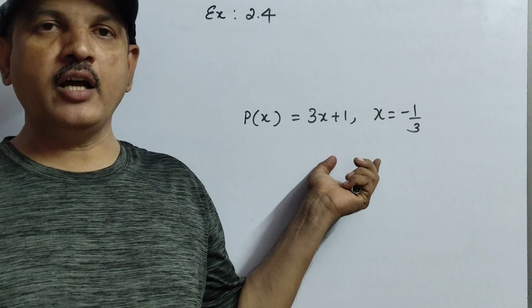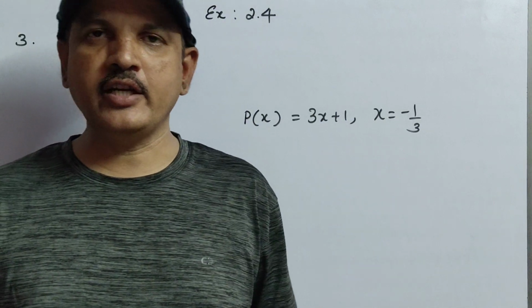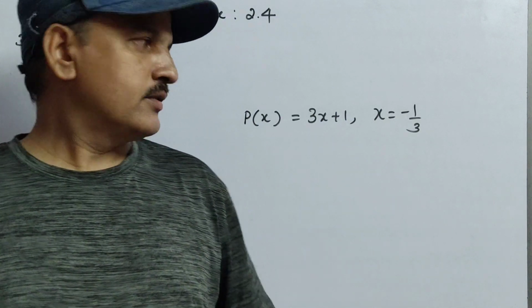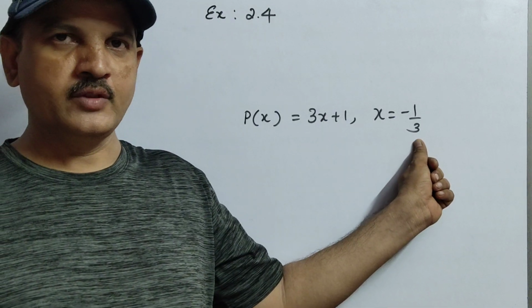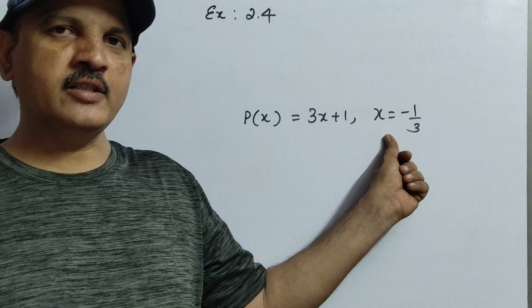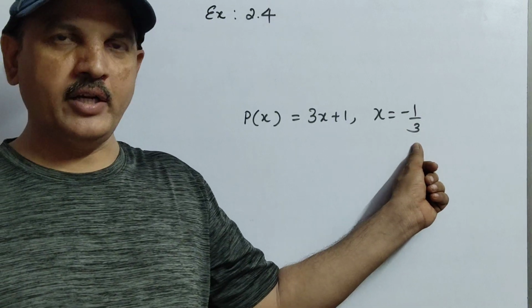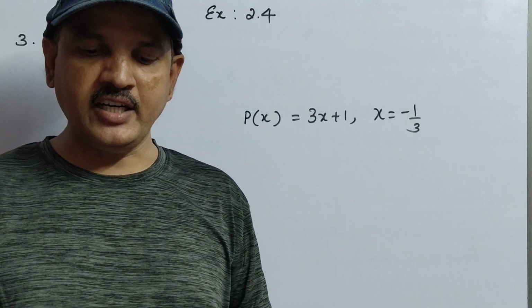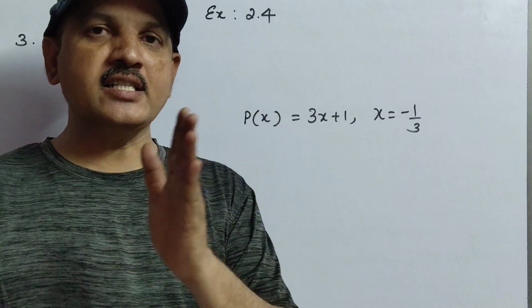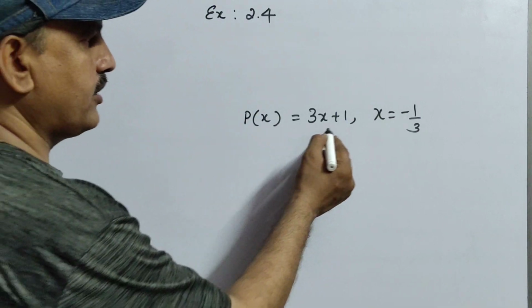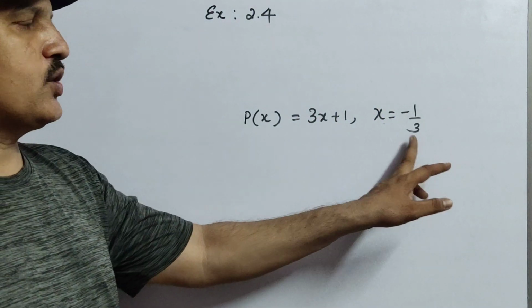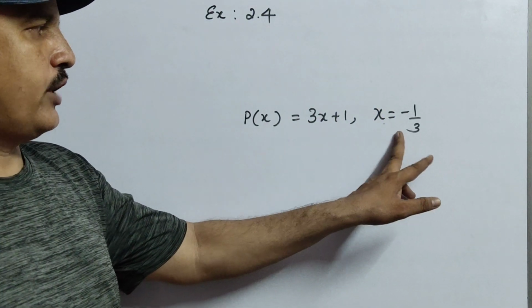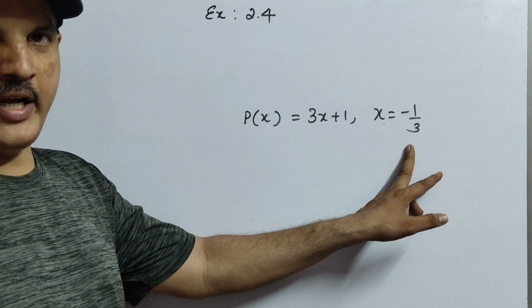Verify whether the following are zeros. Zeros means, you know what? Whatever the value is substituted here, that is, whatever the value is given here, x equals minus 1 by 3. See, in the question it was given very clearly: indicated against them. That means after this question, he gave the x value: x equals minus 1 by 3. Okay, so x equals minus 1 by 3.